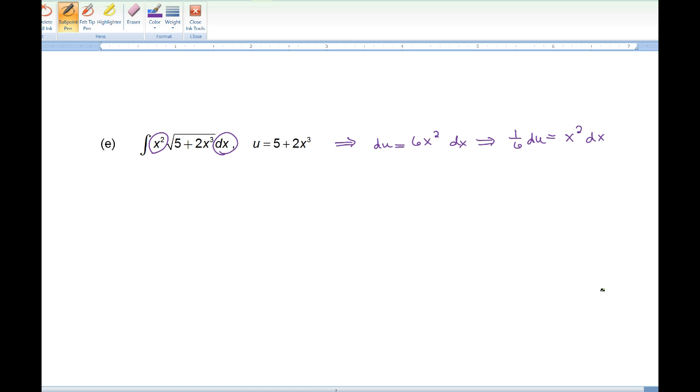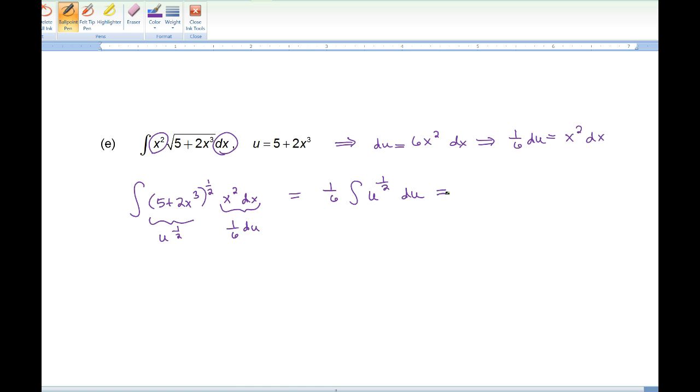Yes, you would put the 1/6 outside. Let me rearrange it. So this is 1/6 du, and this is u to the 1/2. Does everyone recognize that? The 1/6, the coefficient, always gets pulled out front. You can technically leave it inside, but I think it's easier to take it out. So I have 1/6 antiderivative of u to the 1/2 du.